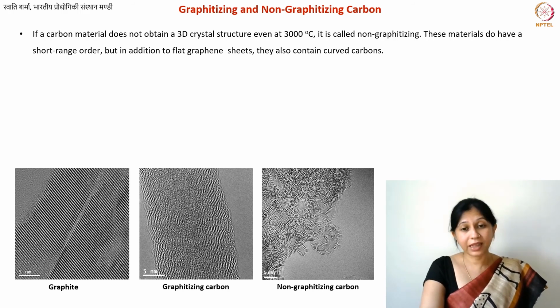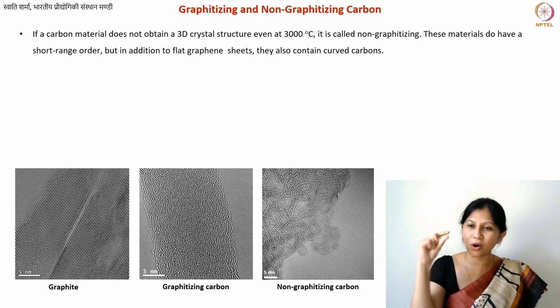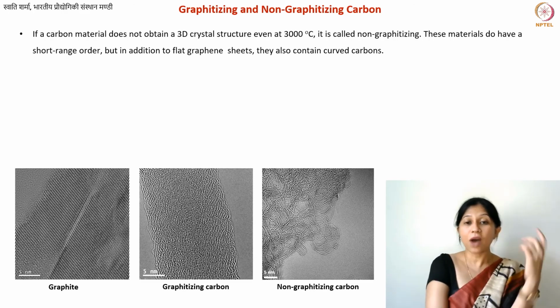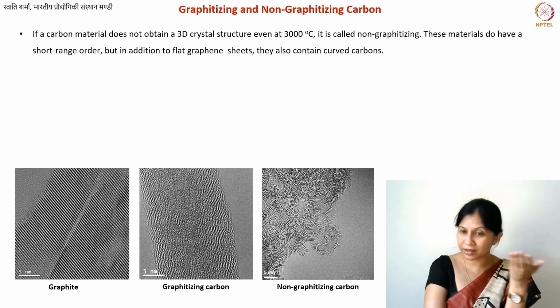Now, in the case of non-graphitizing carbons, however, you may have what is known as a short range order. What does that mean? I don't know how clearly you can see from this image, but you have 2 or 3 layers definitely organized on top of each other. You just do not have a larger stack. You may have a few.